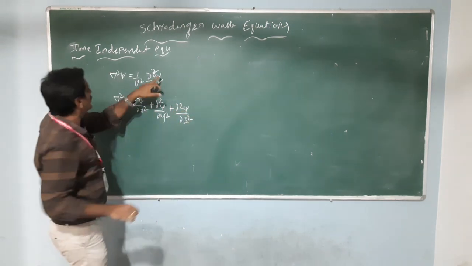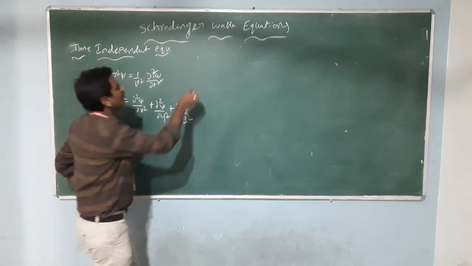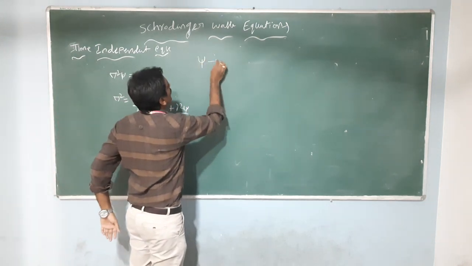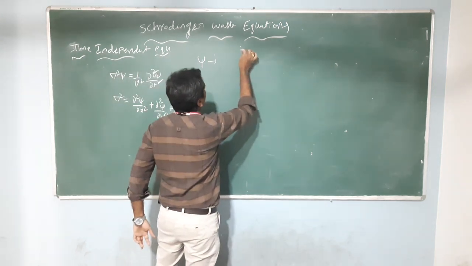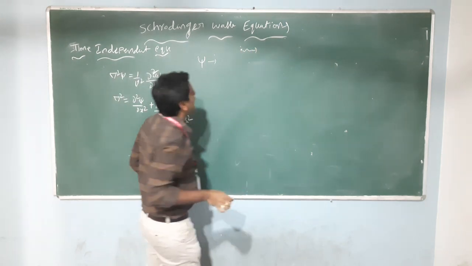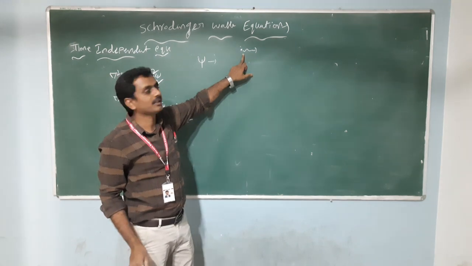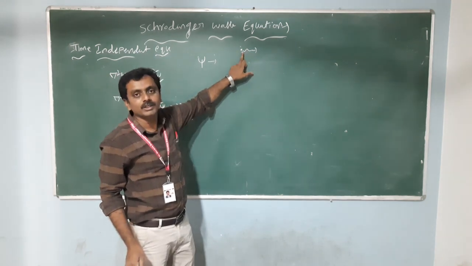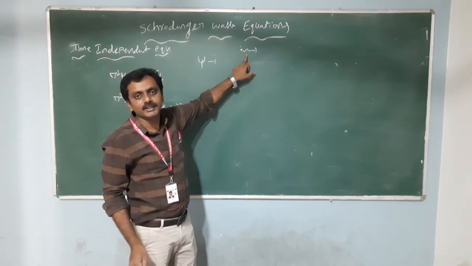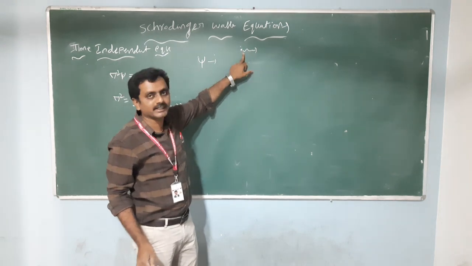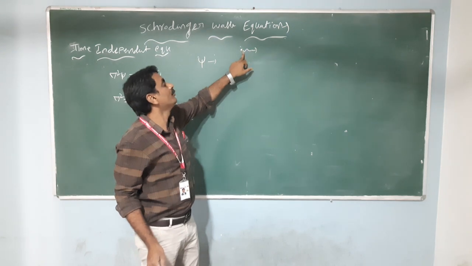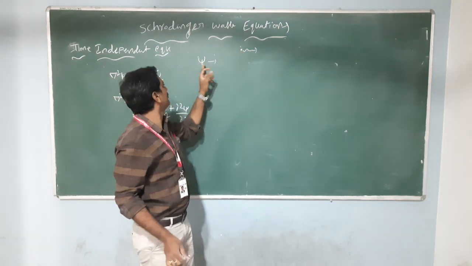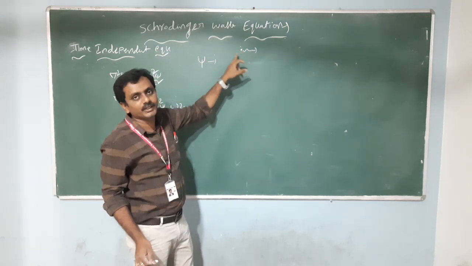Now what is psi? Psi here is the wave function. Suppose you take any particle, such as an electron or proton; it has dual nature. Sometimes it acts as a particle, sometimes it acts as a wave. For explaining the wave motion of these particles, we use the wave function.